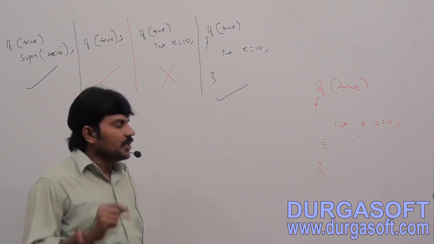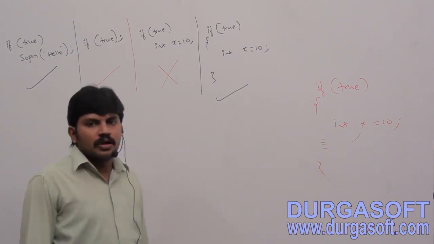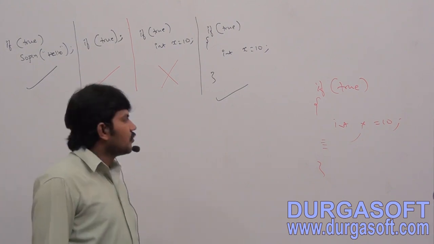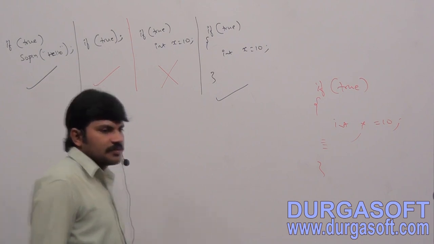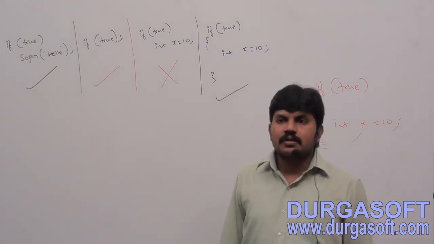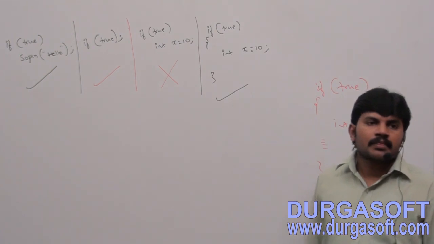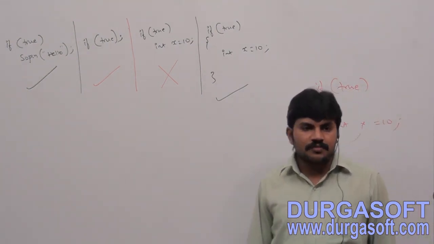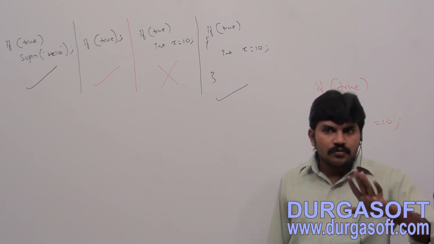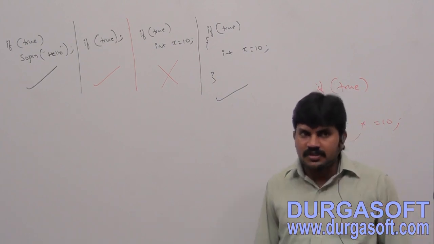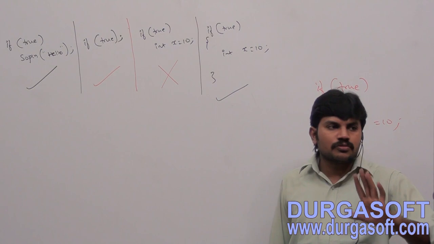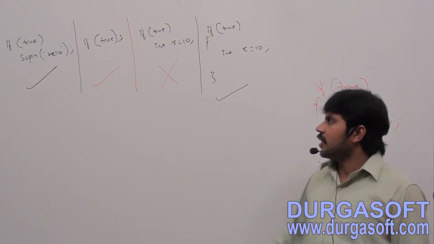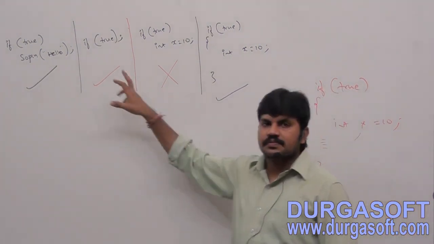Which should not be declarative statement. Are you able to understand it? So without curly braces, how many statements are allowed? Only one statement, which should not be declarative statement. Okay, take all these things.